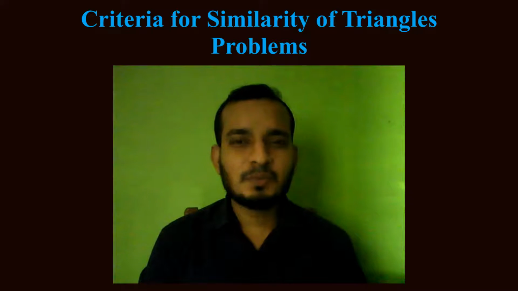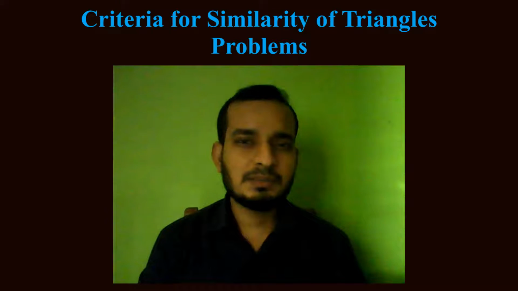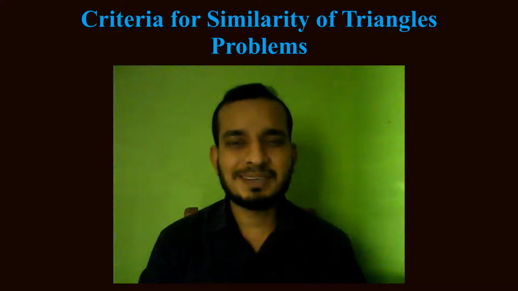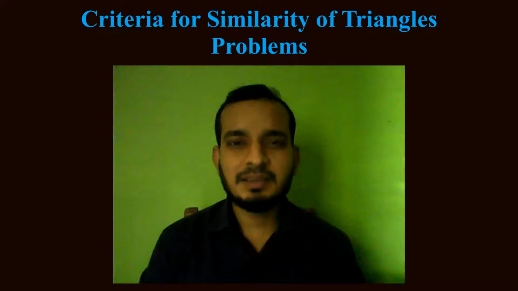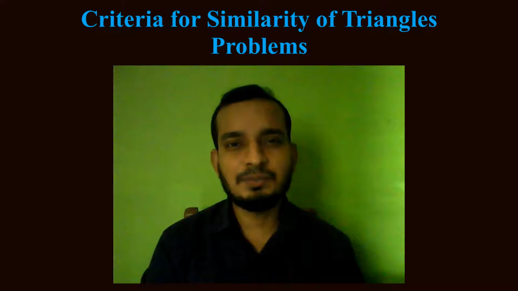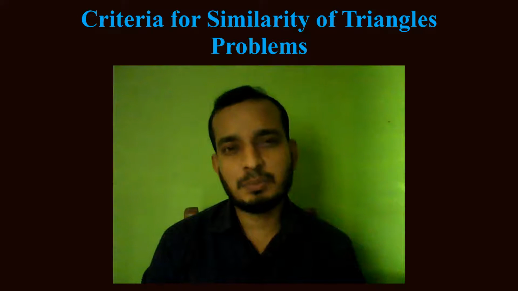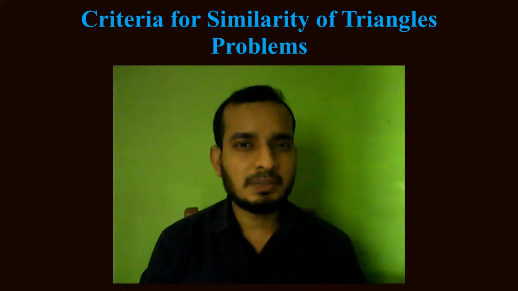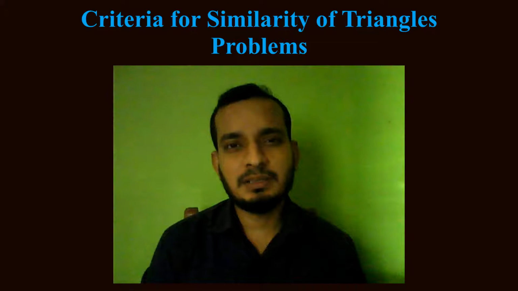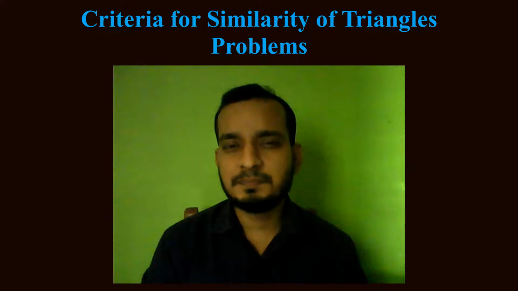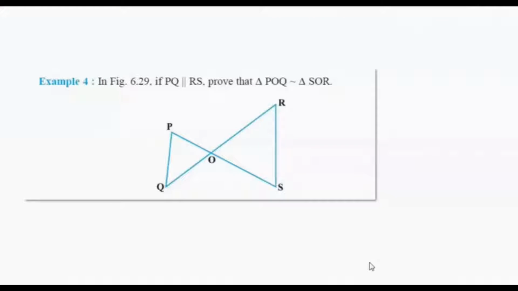In this video, we will continue the topic criterions for similarity of triangles. In the last few videos, we discussed SSS criterion, AAA criterion and SAS criterion with proof. And today we will discuss some questions, some problems on this topic. We want to solve these problems using the criterions of similarity. Let's start. Look at the first question, very simple question.